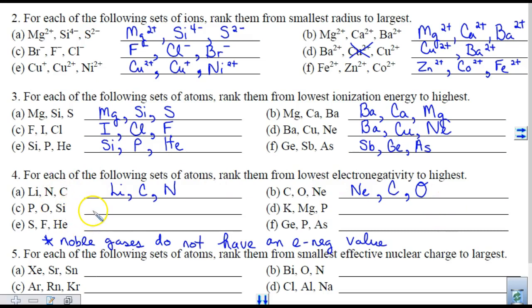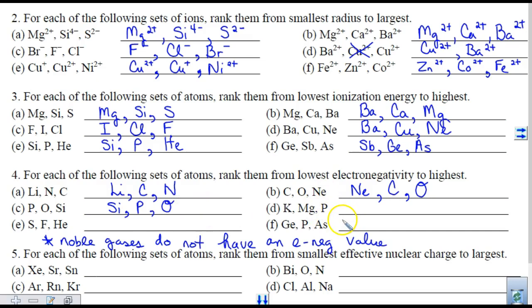Alright, so question C, we're comparing phosphorus, oxygen, and silicon. So pause the video and see if you can put these in the correct order. Alright, phosphorus and silicon are both located on period 3. And of those two, silicon is the one that is located farther to the left.